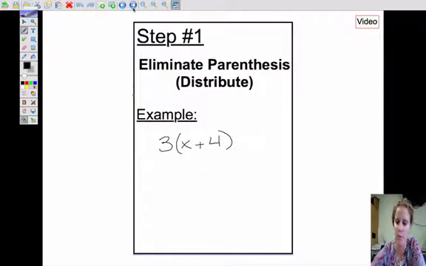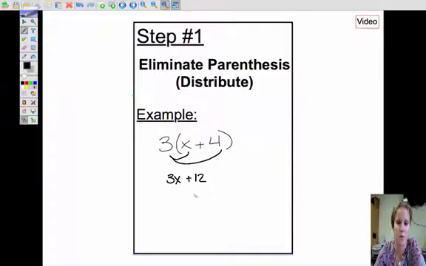All right? So step 1, we've already done this. This is the distributive property. Step 1 is if there's parentheses within the equation, we need to eliminate those parentheses by distributing. So here in this example, we're going to distribute the 3. Remember, distributing is 2 swoops of multiplication. 3 times x is 3x. 3 times 4 is 12. So this turns into 3x plus 12.